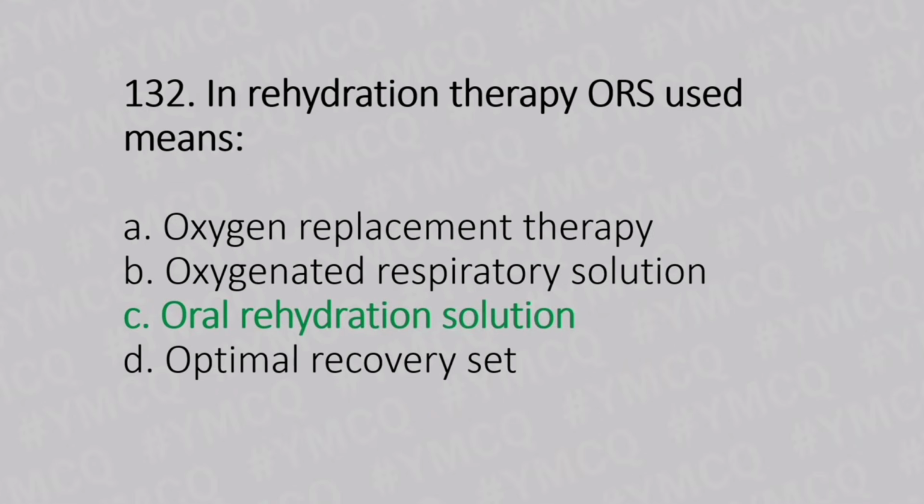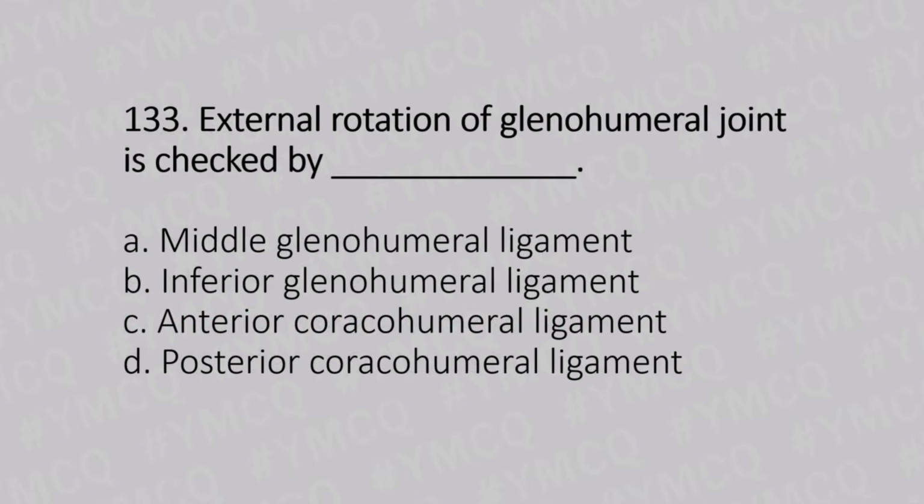Moving to question number 133. External rotation of glenohumeral joint is checked by option A, medial glenohumeral ligament. Option B, inferior glenohumeral ligament. Option C, anterior coracohumeral ligament. Option D, posterior coracohumeral ligament. And the answer is option A, medial glenohumeral ligament.